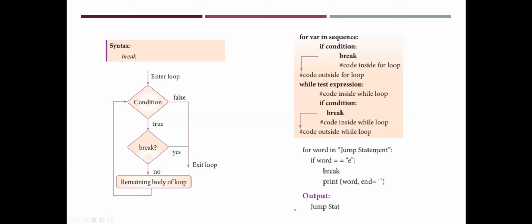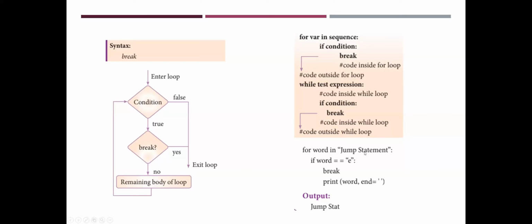So for word in jump statement, here if word is double equal to E, break, or print end is equal to space. So we are giving that. First we are checking with the first one.